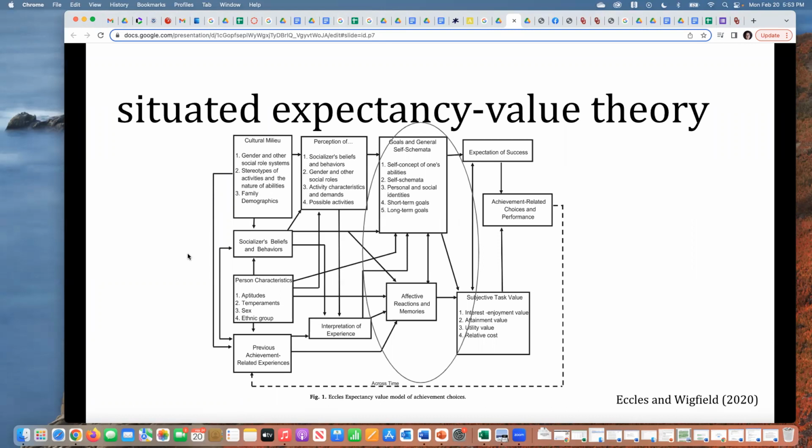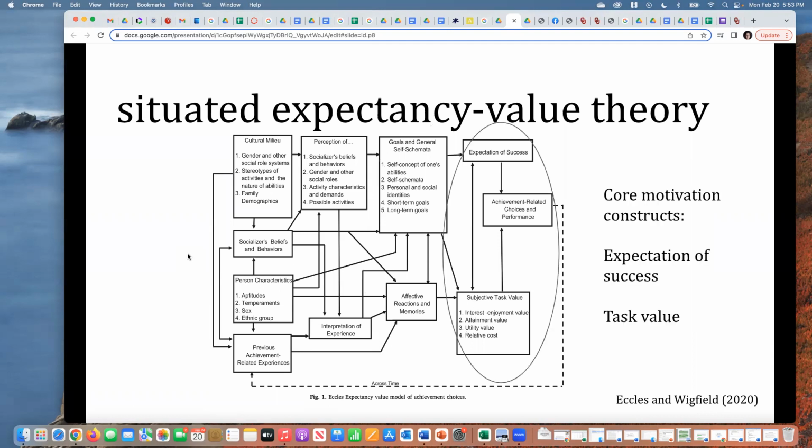certain interpretations. Now, we've finally reached the final column of this SEVT visual depiction of the model. This final column is, I don't want to say particularly important, but really important because it includes the major motivation constructs, or major motivational beliefs, embedded within this model. Specifically, the competence belief, or the can I do this construct, is reflected in this model as students' expectations of success. Sometimes it's also referred to as expectancy for success.